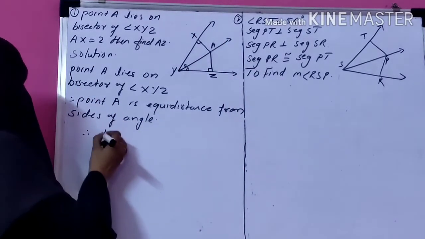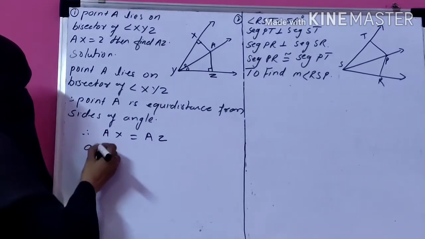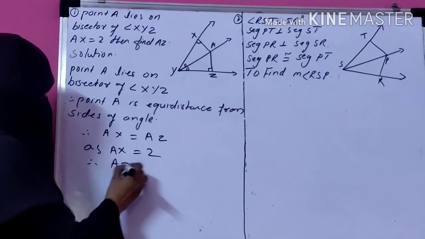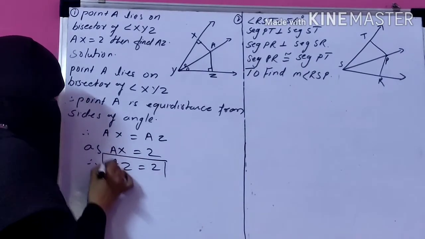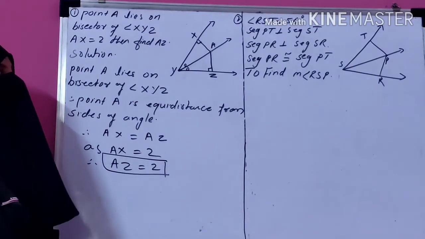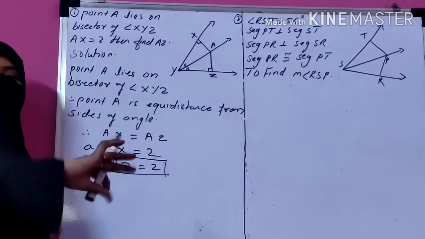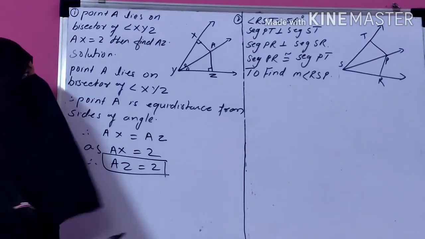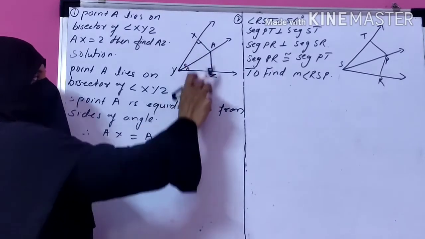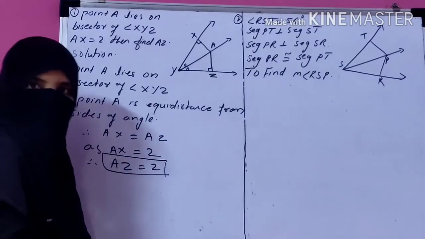So therefore AX is equal to AZ. Okay. As AX is equal to 2, so therefore AZ is also equal to 2. Got it? So recall this property. This property says that if a point lies on the bisector, then its distance is equal from both the sides of the angle. So therefore AX is equal to AZ. As AX is equal to 2, AZ is also equal to 2. So this is a property of bisector.